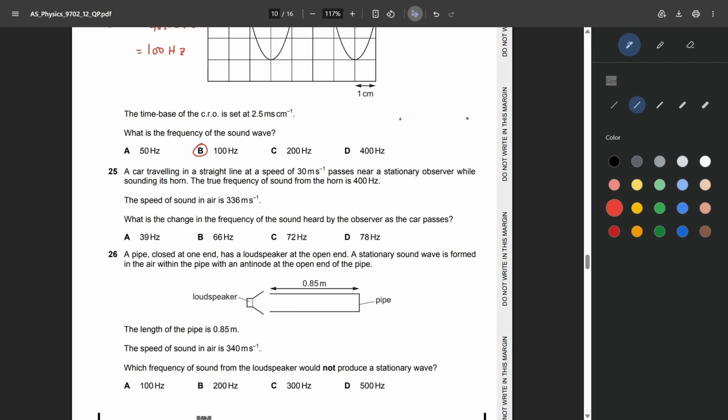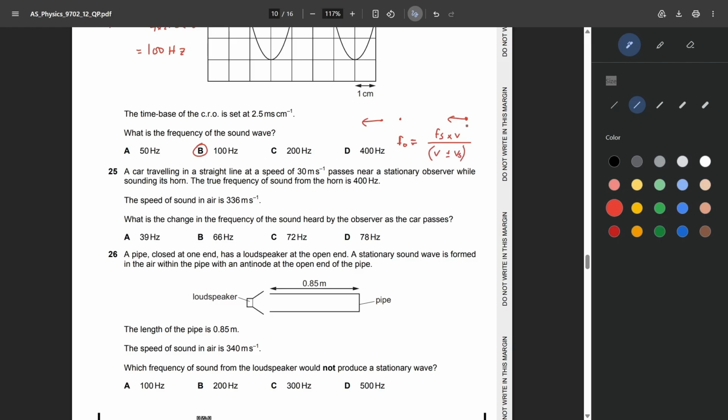So a car approaches the observer and then it passes the observer. When a car approaches the observer, the frequency heard by the observer would be F0. This is basically a Doppler effect problem. Now, if we apply that formula, F0, which is the frequency heard by the observer, is the frequency of the source times the speed of the wave divided by the speed of the wave plus or minus the speed of the source.